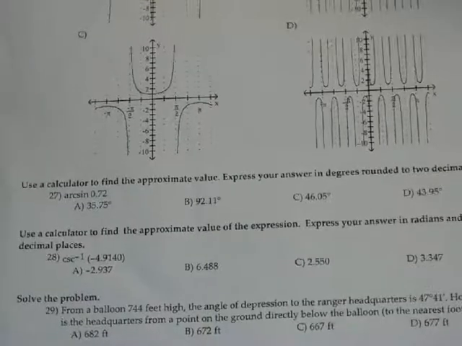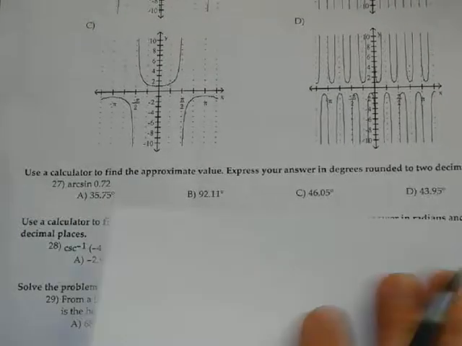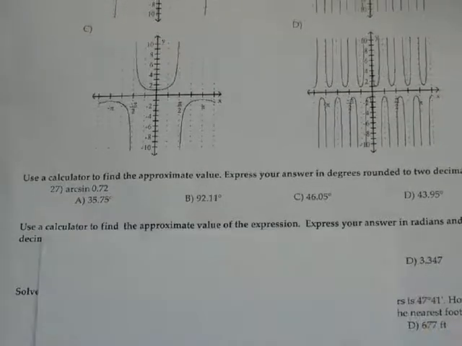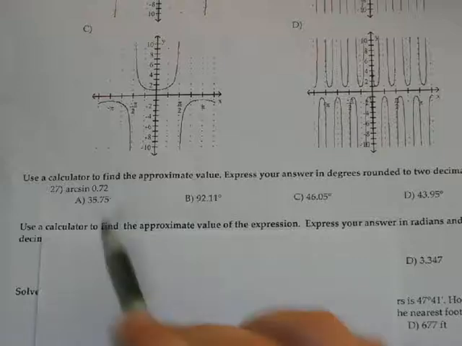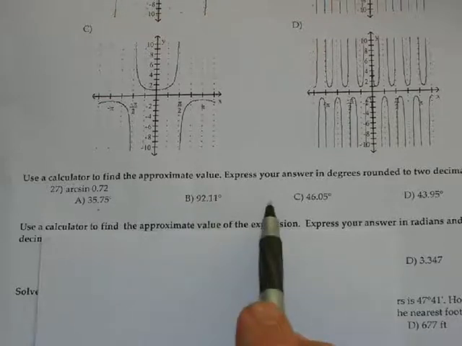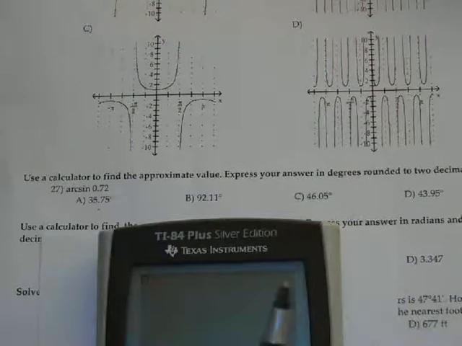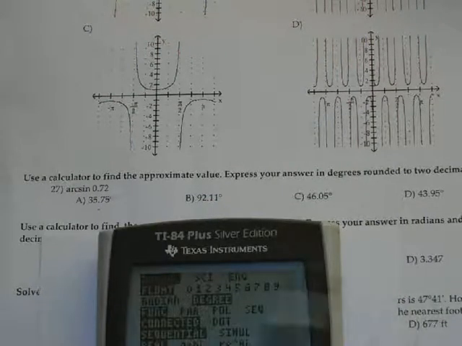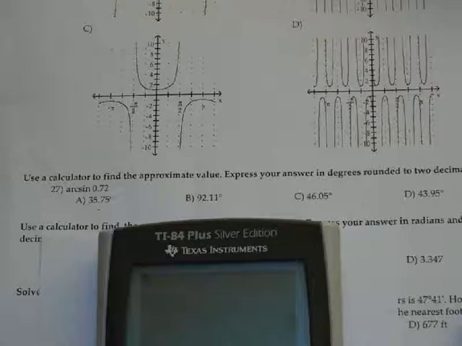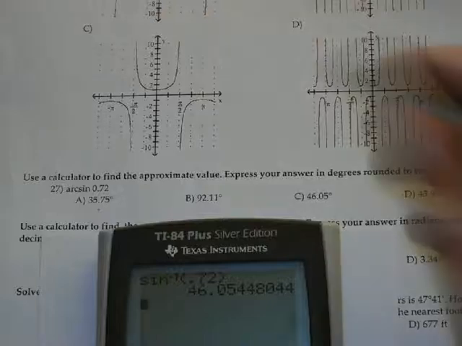Number 27, use a calculator. So the arc sine of 0.72. Notice that all our possible responses are in degrees, and it also says express your answer in degrees. So make sure that you're in degrees. Arc sine is the second sine function in your calculator of 0.72, and we get about 46.05 degrees, and the answer is C.